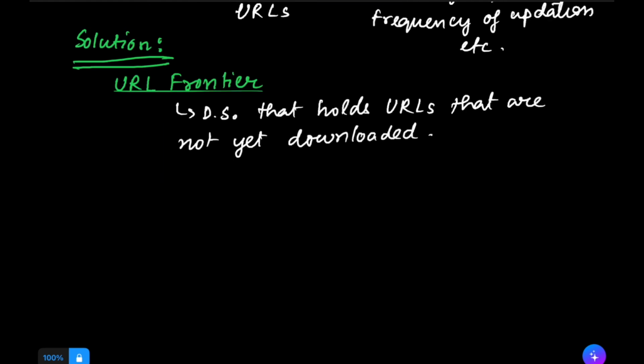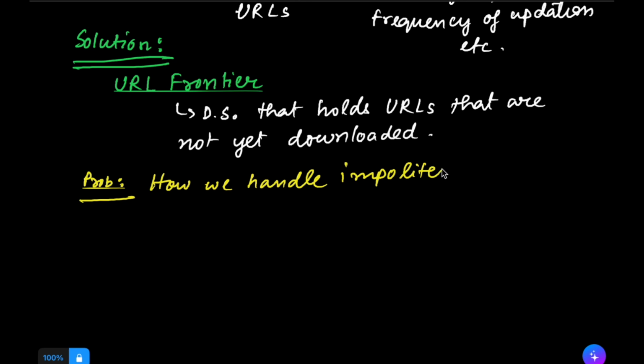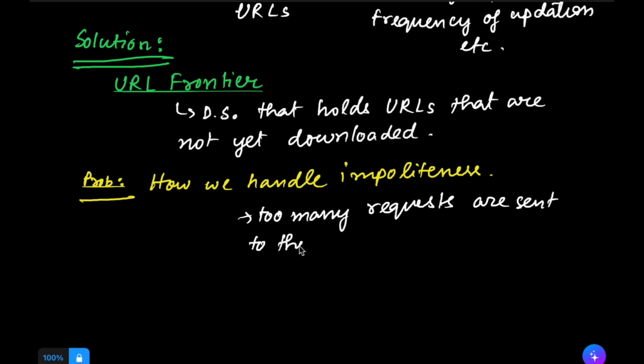So what problem did we have? Our question is how we handle impoliteness. Suppose the web crawler is processing with parallel scheduling and too many requests are sent to the web server, to the same web page, and it considers that maybe a DDoS attack, leading to an IP ban of the web crawler. So these situations might arise. How do we handle that actually?